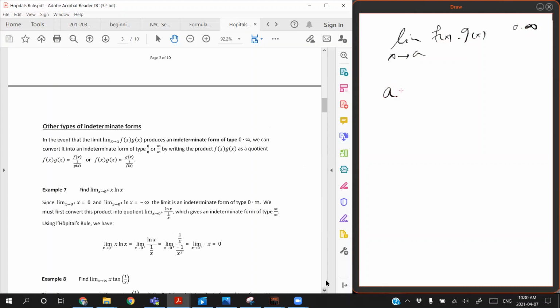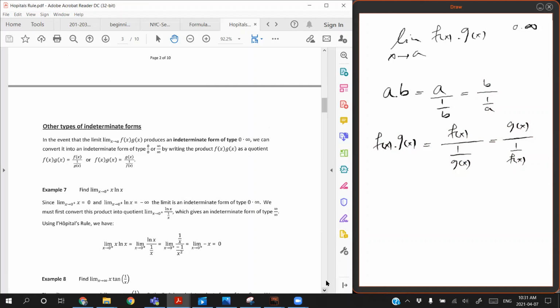Do you agree that if I have a times b, I can write that as a over 1 over b, and then if I simplify this, it's going to be again a times b. Or I can write that as b over 1 over a, and if I simplify that, I get back a times b. And the same thing is true about f of x times g of x. The f of x times g of x can be written as f of x over 1 over g of x, or it can be written as g of x over 1 over f of x.